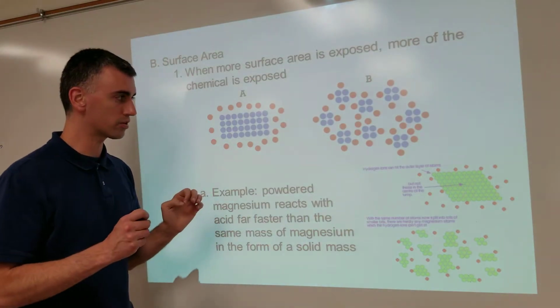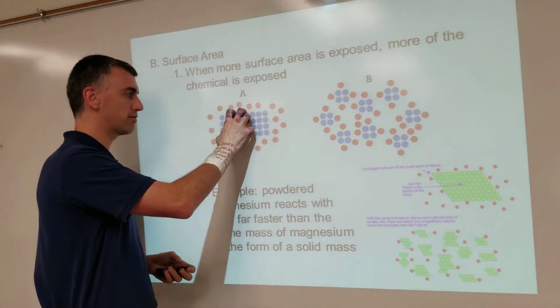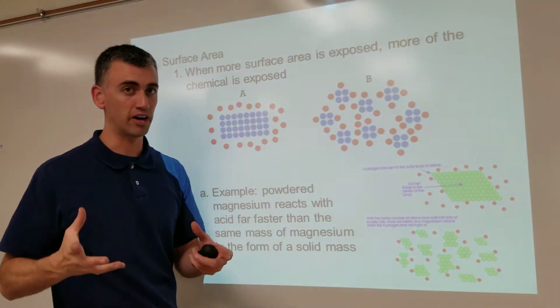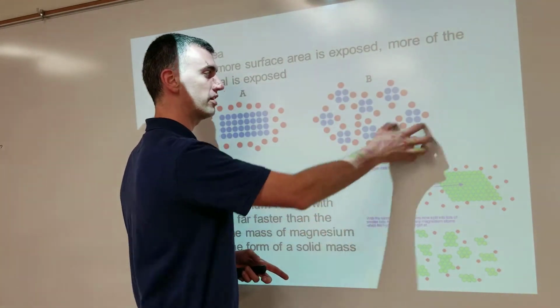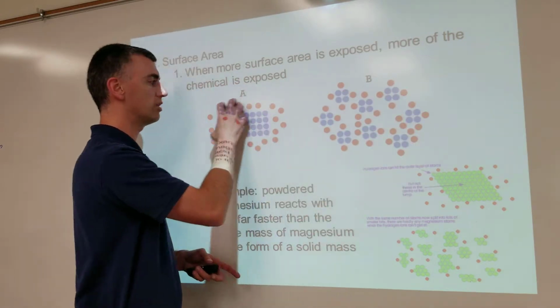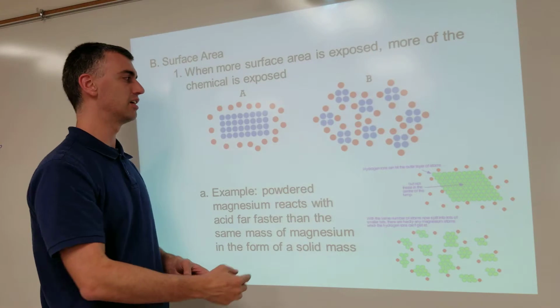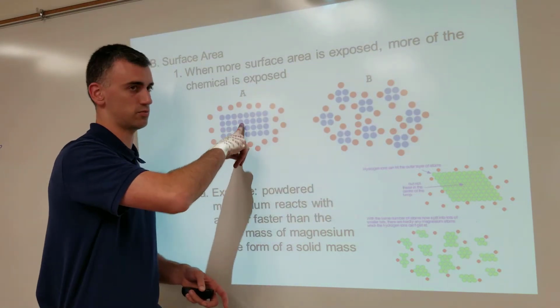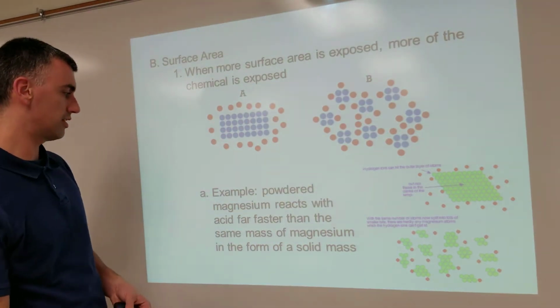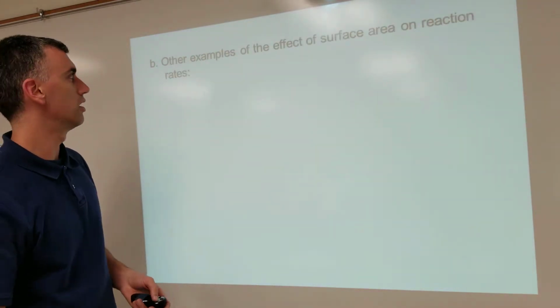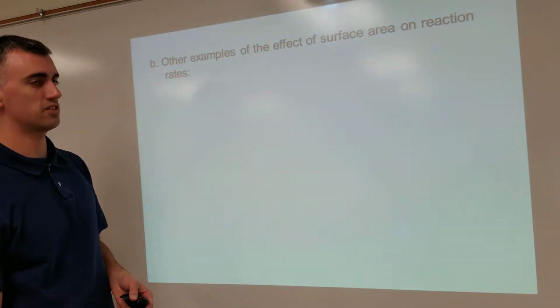It's really important to understand that if you have 5 grams of chunk and 5 grams of powder, you will get the exact same amount of product. But the difference is you will get the product much faster out of the powder than out of the chunk. Even though they'll make the exact same number of grams of hydrogen in the end, this one will be far faster than this one, in the case of magnesium reacting with acid to make hydrogen gas. All right, now other examples of surface area and reaction rate.